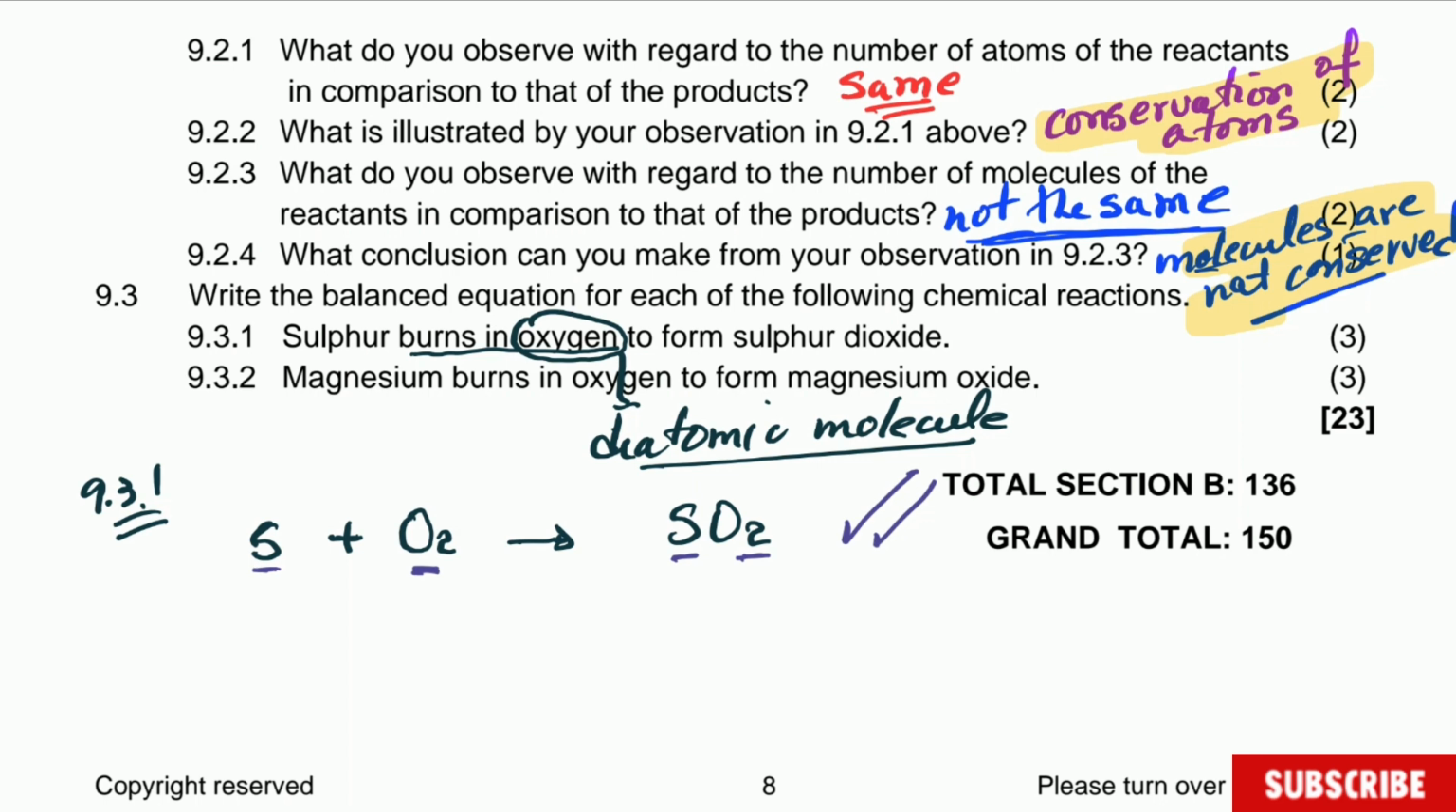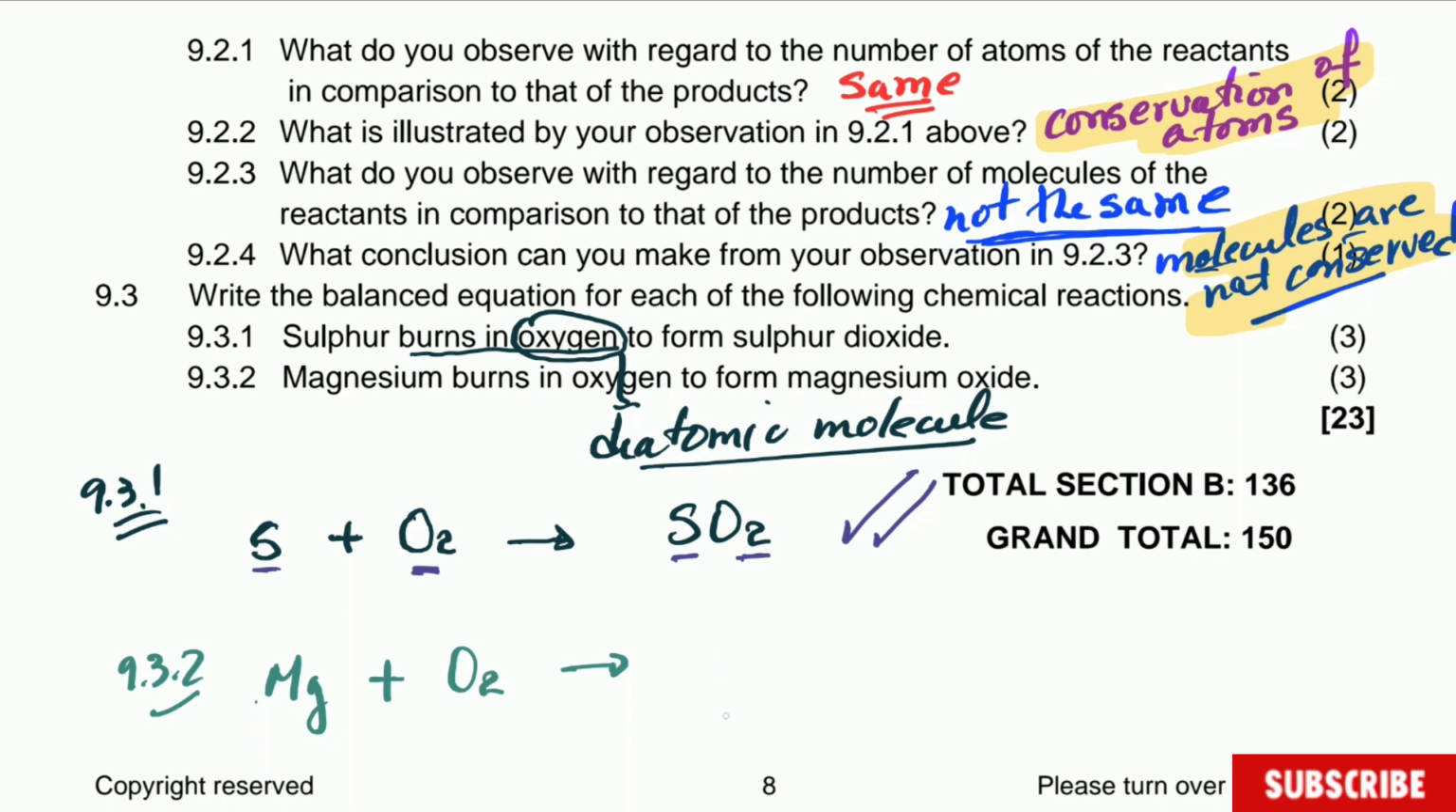Question 9.3.2. Magnesium burns in oxygen. Same story. Now magnesium, which is Mg, is going to burn in oxygen. Remember, you say plus O2. And then it's going to give you magnesium oxide.